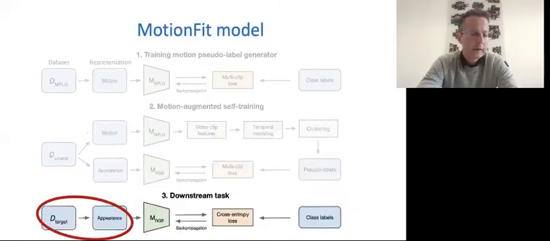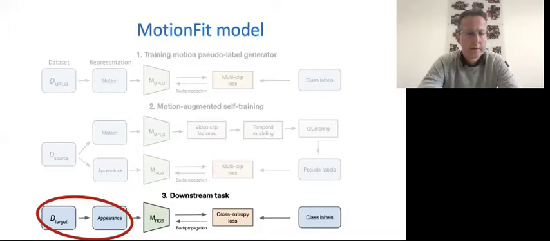Then we can turn our attention to downstream tasks. So we have a small scale target domain. We extract appearance features. Then we apply our RGB model that we trained in step 2. And we have, again, with this data set, a small amount of class labels with which we can then fine tune our model to the task of interest, let's say action classification or clip retrieval.